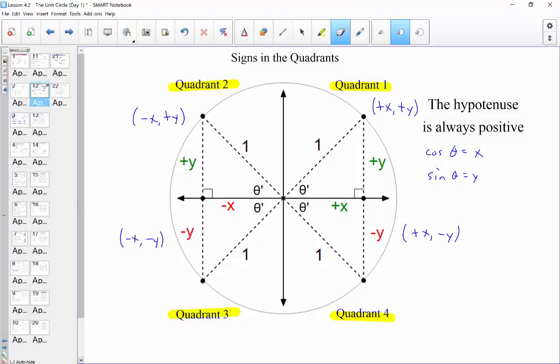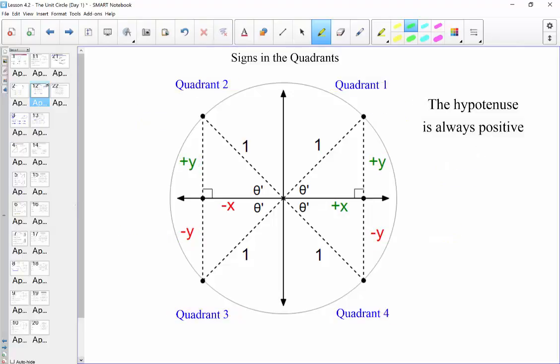Now for the sine of theta, since it equals y, and we know that the y values are positive in quadrants 1 and 2, then we know that the sine of theta is positive in quadrants 1 and 2. And since the y values are negative in quadrants 4 and 3, we know that the sine is negative in quadrants 4 and 3.